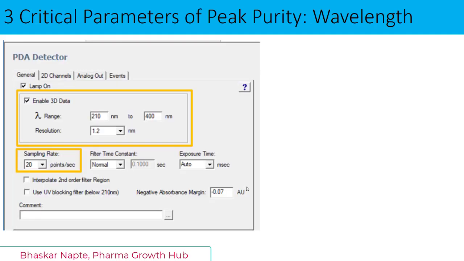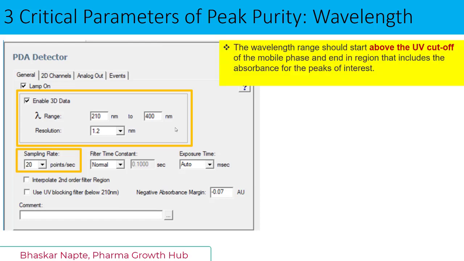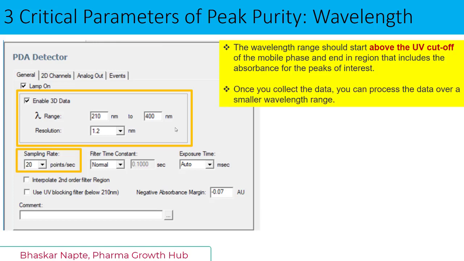If you look onto the screen, you will find that the default wavelength is, for example, 210 nanometer to 400 nanometer. So is it the right wavelength, or do you need to change the wavelength? Let us get this answer right away. And here is the answer for that. The wavelength range should start above the UV cutoff of the mobile phase and end in the region that includes the absorbance for peaks of interest. I will explain with the help of an example.